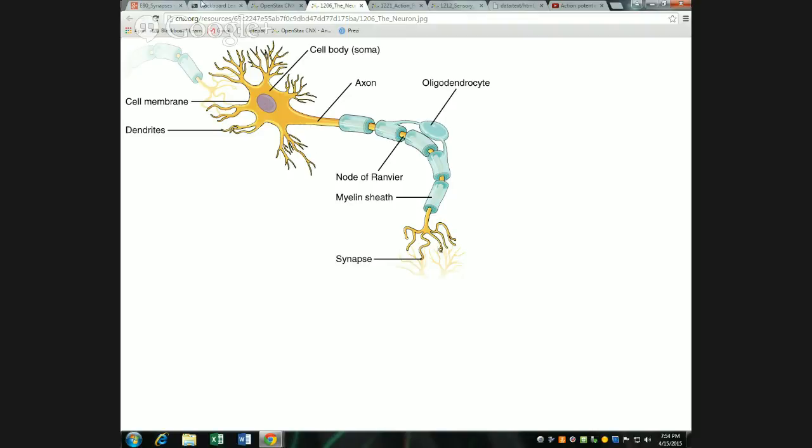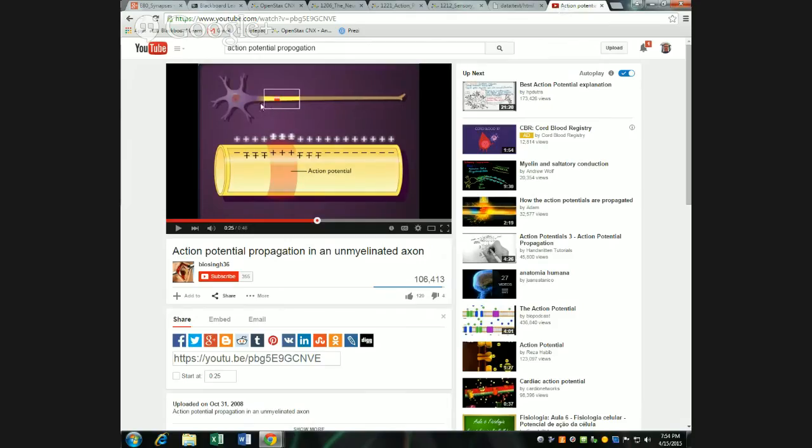So like I said, without myelin, which is what this video is actually showing us, propagation is going to be fairly slow, maybe 2 meters per second. But if we can myelinate these axons, the speed of propagation goes up quite a bit to maybe 50 meters per second.